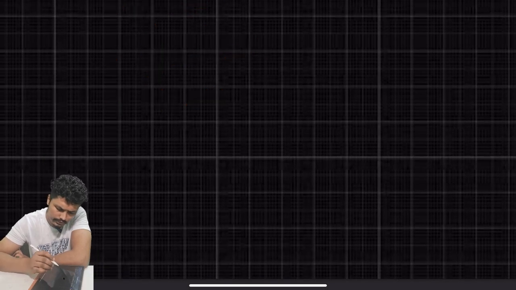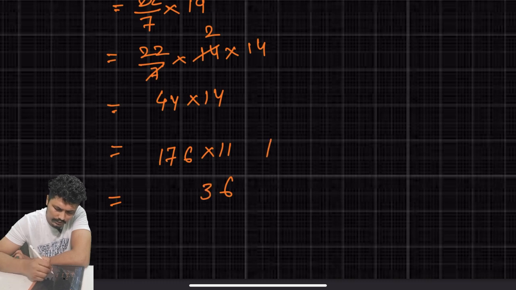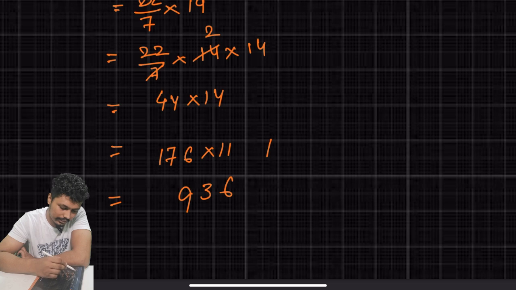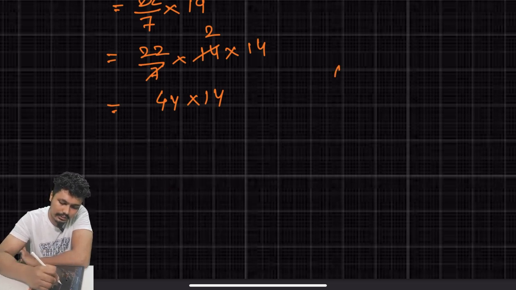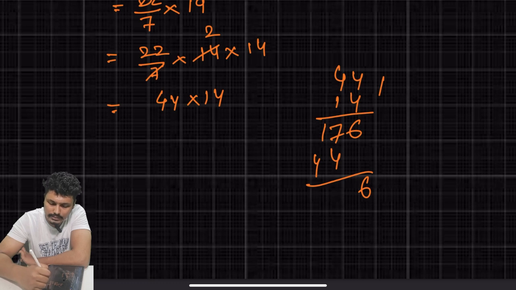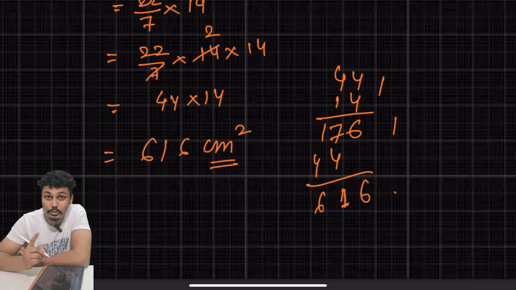Let me calculate 44 into 14 again. 4 4 16, 4 4 16, 17, 4 1 4, 4 1 4, 6, 7 4 is 11, 4 5 6, 616. So the answer is 616 centimeter square. Why centimeter square? It is area, don't forget.